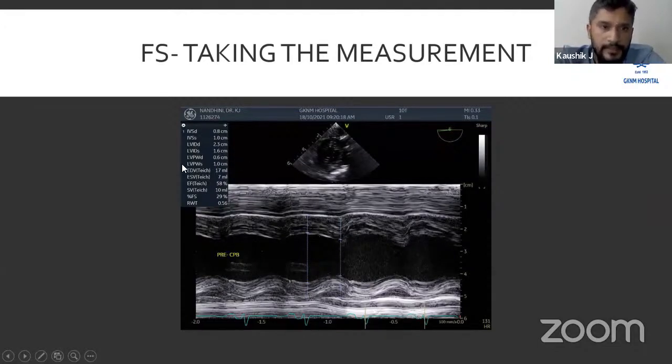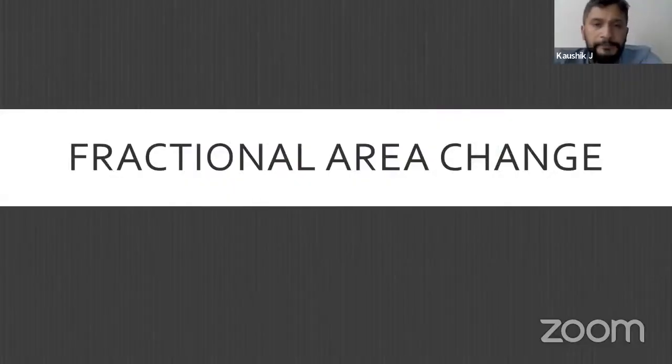Once you do that, the machine software calculates your fractional shortening, and it displays the fractional shortening along with your one-dimensional ejection fraction and various other indices. So that would be how you measure the fractional shortening.